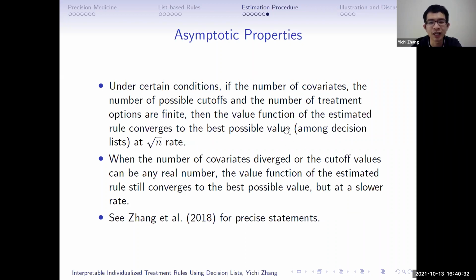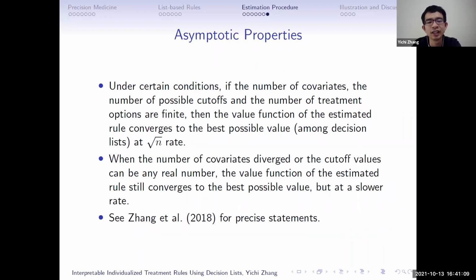Then the value of the estimated rule converges to the best possible value, the highest value, at the typical root n rate. That is what we typically expect in statistics. But on the other hand, if the cutoff values could be any real number, or we have a divergent number of covariates, then we might still be able to estimate the optimal individualized treatment rule, but the convergence rate would be slower than root n.